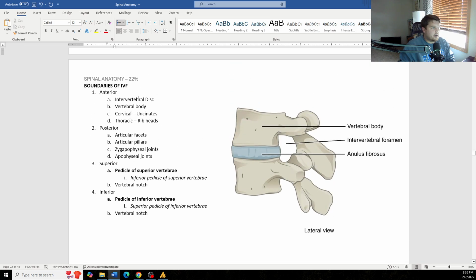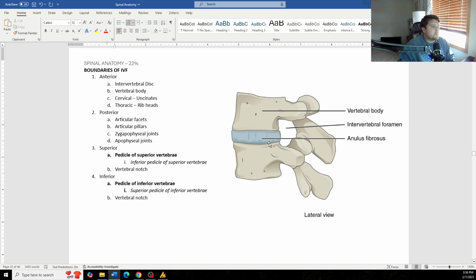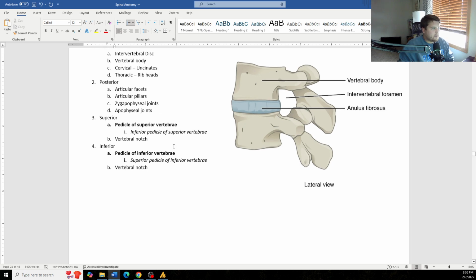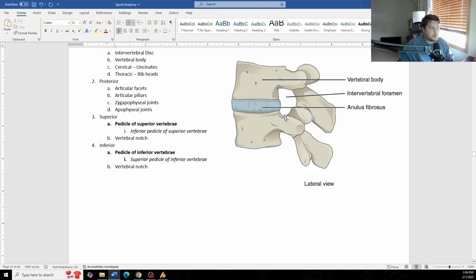Finally, the boundaries of the IVF, the intervertebral foramen. Anteriorly, we have the vertebral bodies as well as the disc, uncinate processes, rib heads, that kind of stuff. Posteriorly, the articular facets, the Z joints, all that good stuff. Superior are the pedicles, and then inferior is also the pedicle.